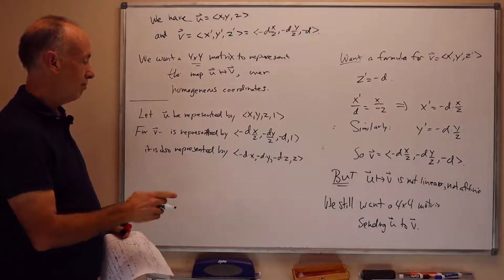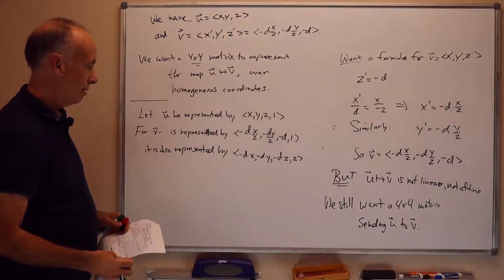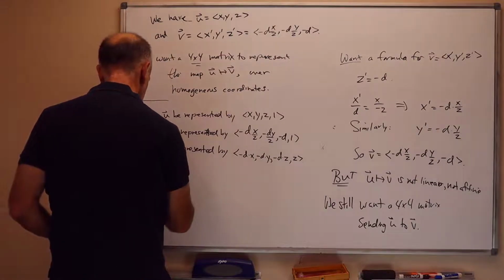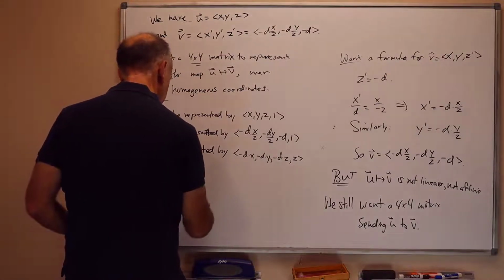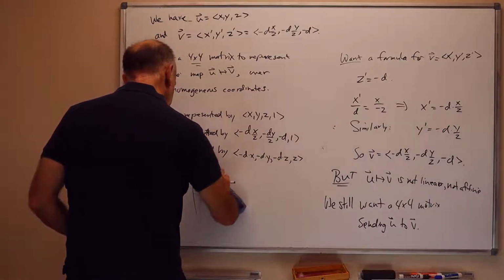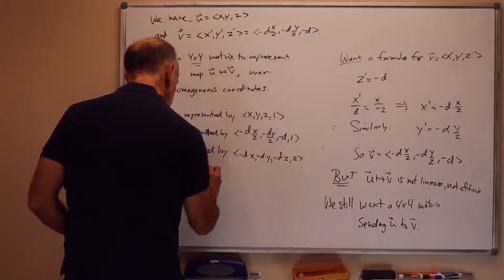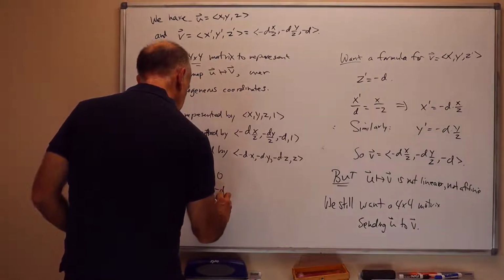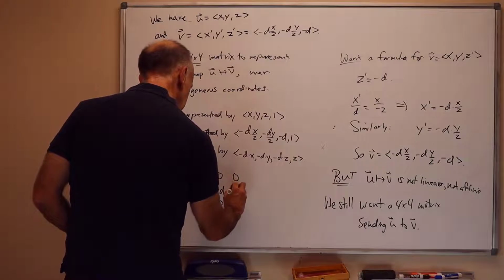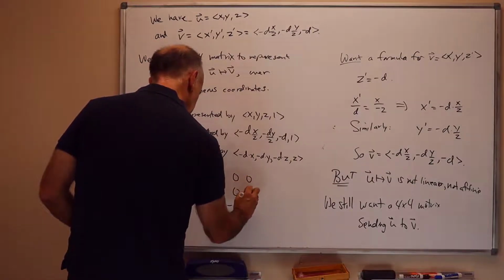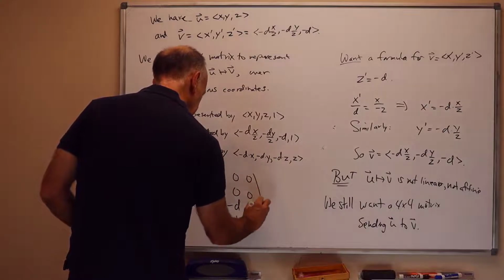So we're going to use this representation, and we're going to use the following matrix. We'll let M be the following matrix. So it's negative D, 0, 0, 0, 0, negative D, 0, 0, 0, 0, negative D, 0, 0, 0, 1, 0.